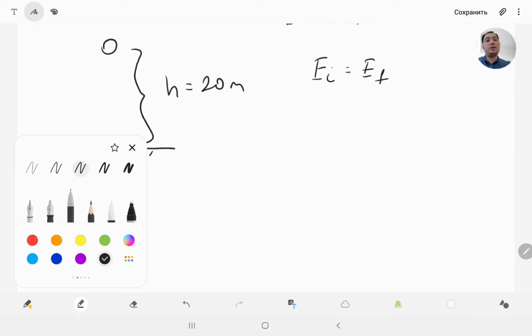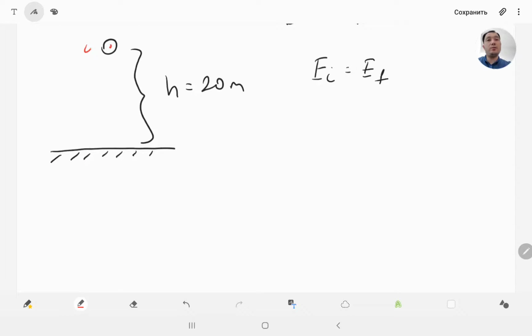So what is the initial energy? Let's say this is the initial point, and this is just before striking the ground. Let's take it as the final point. Finally, it will have some velocity. We should find this velocity.